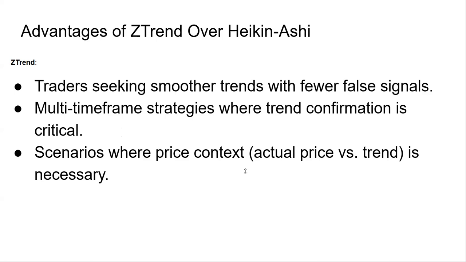In scenarios where price context, actual price versus trend, is necessary, when the price comes to its support level, you should know the actual price versus trend, which is also very essential. If you make a mistake, you are going to lose money. So you need a safe entry.